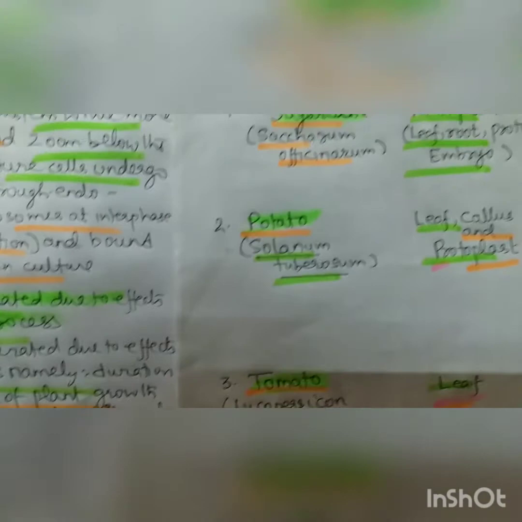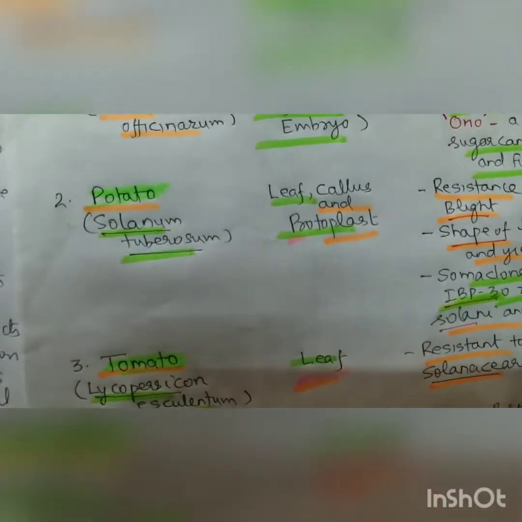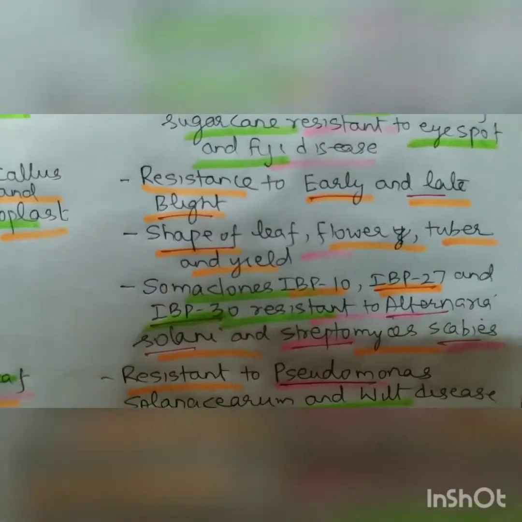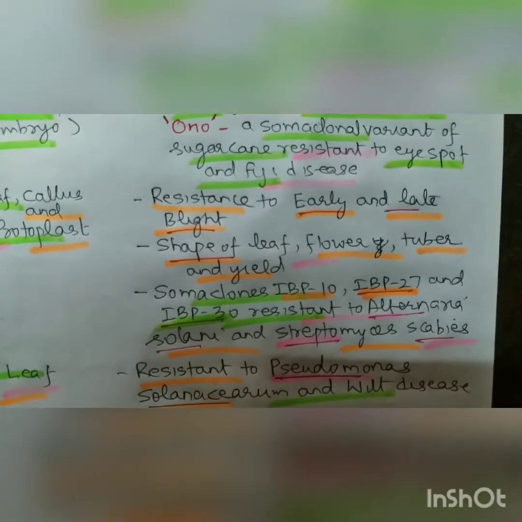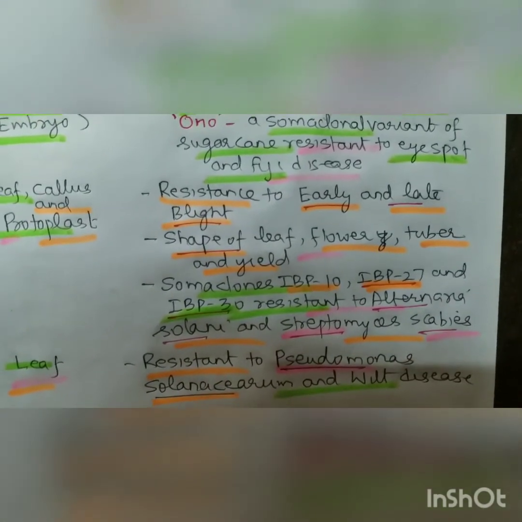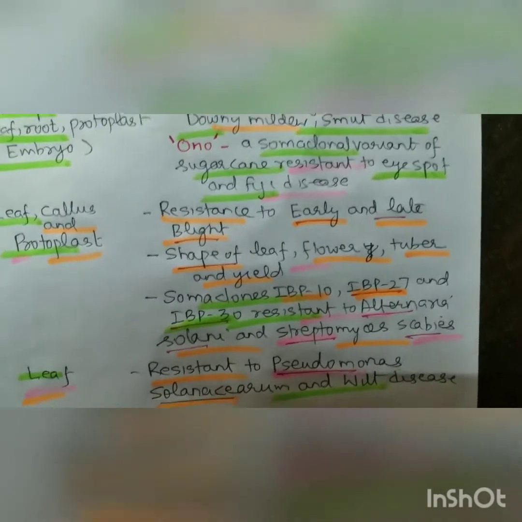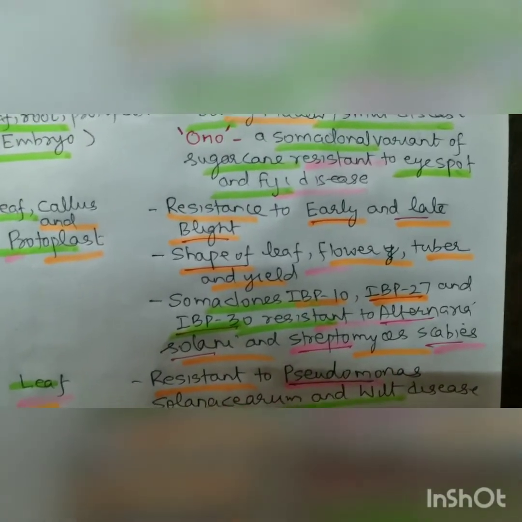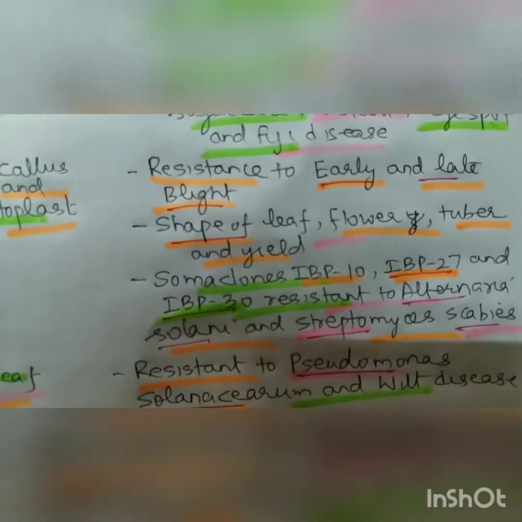And the second is the potato, that is Solanum tuberosum, and the explants used are leaf, callus and protoplast, and it shows resistance to late and early blight. Early blight, we know, is caused by Alternaria solani, whereas late blight is caused by Phytophthora infestans, and late blight is very devastating and it also causes famine. So both are very dangerous diseases, and this clone is resistant to early and late blight.